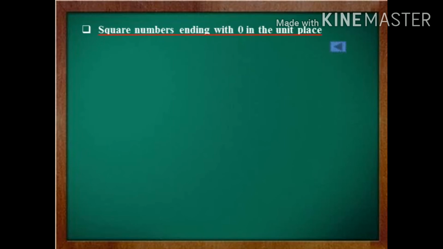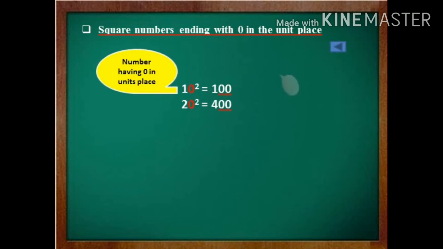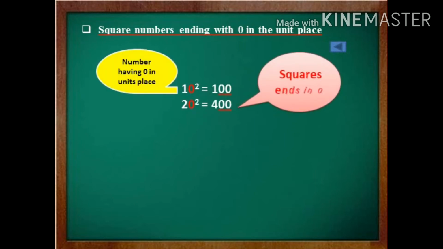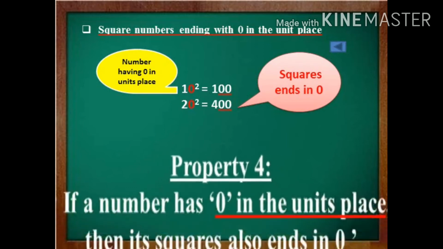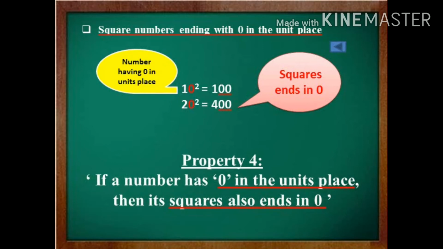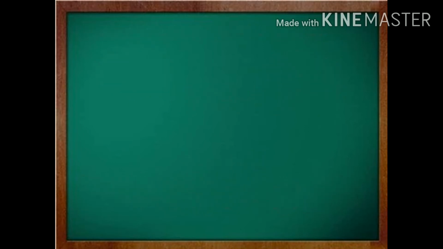Square numbers ending with 0 in the unit place. The numbers having 0 in their unit place will have their squares ending in 0. This is property 4. If a number has 0 in its unit place, then its square also ends in 0.